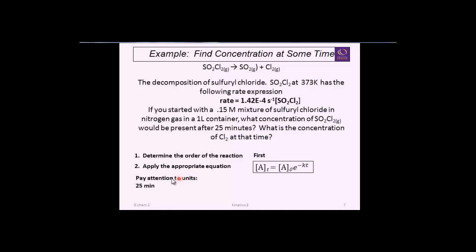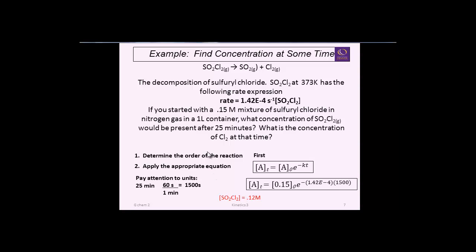The one caution I'd say is pay attention to the units. All right, so we're given 25 minutes, but look at the rate constant. It's in what units? Seconds. So that is a mismatch, so we need to do a conversion, and it makes the best sense to convert the time back to seconds so it'll match with the rate constant. So that's fairly easy, 60 seconds per minute. You're basically working with 1500 seconds. Answer is, it's 0.12 molar after it's ran for 1500 seconds.